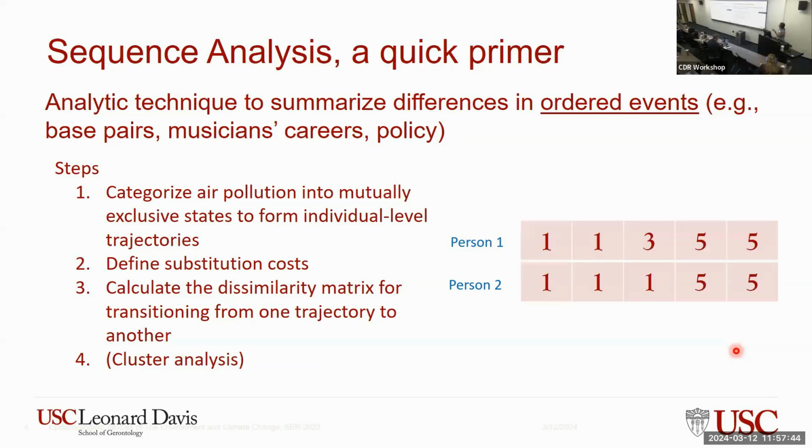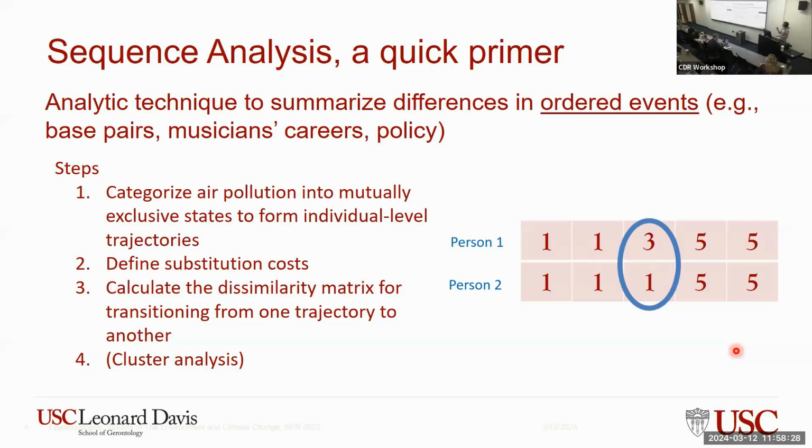Okay, so what I have here are two different person trajectories. Each row is a person, and you're going to categorize air pollution into mutually exclusive states to form individual-level trajectories. So you've got person 1 here, 11355, person 2, 1155. And then we'll define substitution costs, which will be based on your transition rate. If you have very common transitions, like going from high pollution to middle pollution to low pollution, that's going to be more common than going from a low to a high pollution state, right? So for rare ones, you're going to assign a very high substitution cost, and for very common ones, a lower cost. As you can see here, the difference is in this third state, substituting 1 and 3.